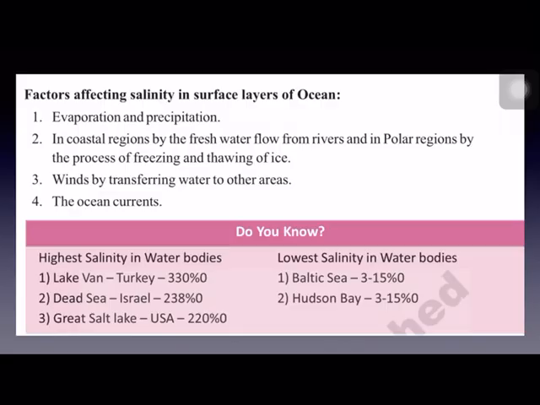Now this salinity is not the same in all the oceans. It differs from one ocean to the other, and even within the same ocean, from one part to another part, this salinity differs. And the factors that affect this salinity in the surface layers of the ocean are: first one is evaporation. Due to evaporation, the salinity differs from place to place. How does it differ? Based on evaporation.